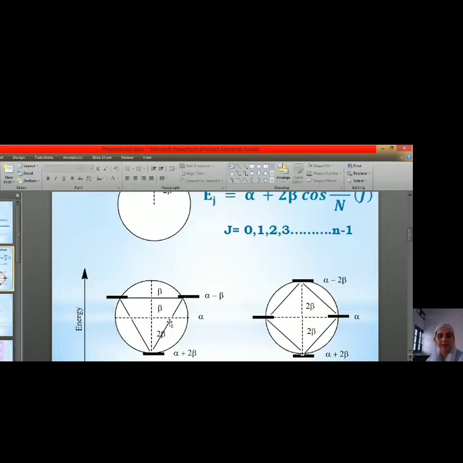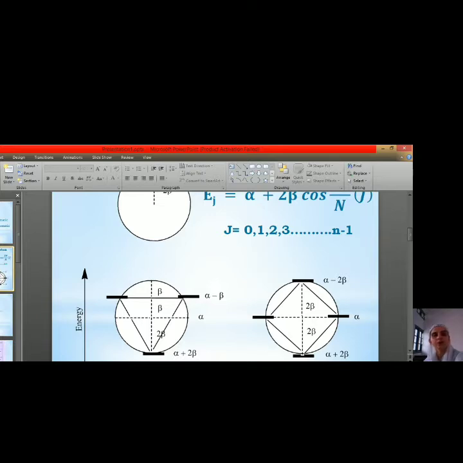This is the horizontal diameter, and at this level the energy is alpha, that is the energy of the p orbital of carbon. Orbitals lying below this alpha are bonding orbitals, and orbitals lying above alpha are anti-bonding orbitals. If the orbitals lie on alpha, as in the case of cyclobutadiene, then these orbitals are known as non-bonding orbitals.